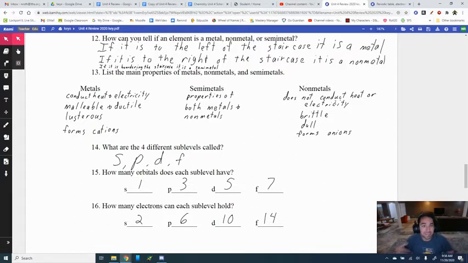Non-metals are basically the exact opposite of everything I just said. They do not conduct heat or electricity. They are brittle. They are not lustrous, so dull, and they form anions. Semi-metals have some properties of metals, some properties of non-metals. It depends on the semi-metal, but that's pretty much how it works with semi-metals.